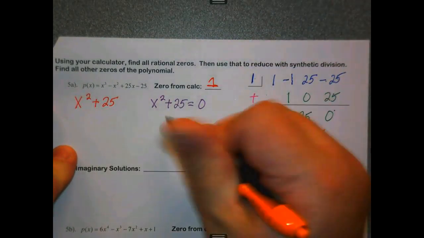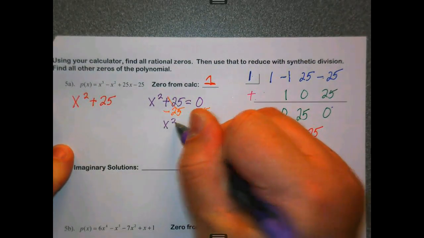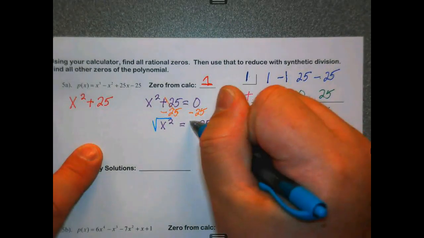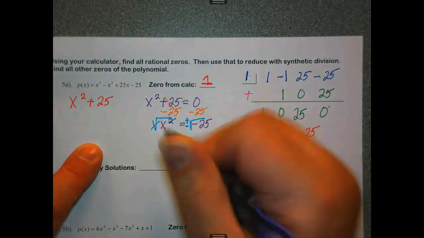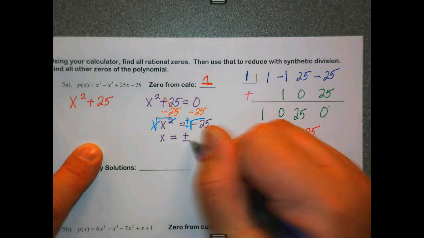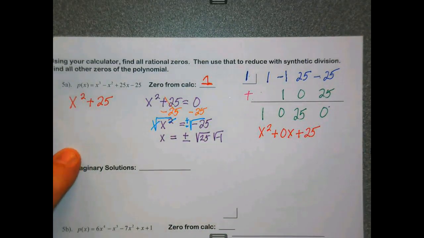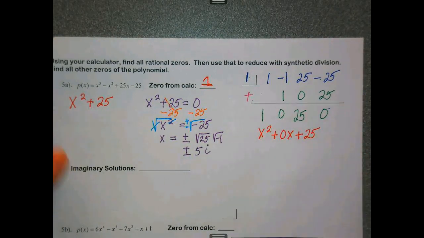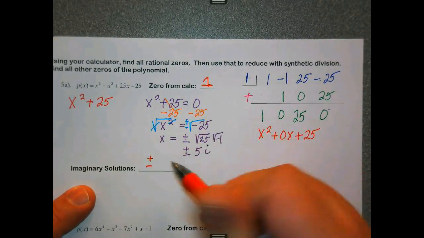Subtract 25 from each side. I get x squared equals negative 25. Take the square root of both sides because it cancels out the power 2. It's plus or minus. I get x equals plus or minus square root of 25 times the square root of negative 1. And we know that the square root of 25 is 5, and the square root of negative 1 is i. So there are my 2 imaginary solutions. I have one real solution from the calculator, and then my imaginary solutions, plus or minus 5i.